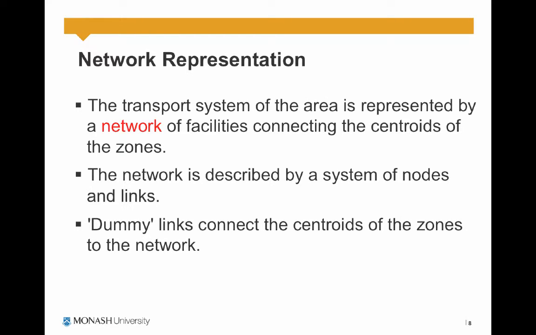In a travel demand model framework, we also represent transport infrastructure by a network of facilities that connect centroids to the network. So the network is actually described by a system of nodes and links, where nodes are usually the intersections or junctions, and links represent the streets connecting intersections. And we will have some dummy links, or sometimes we call them connectors, connecting the centroids and the network, whether the centroid getting connected to a node or the centroid getting connected to the middle of a link.